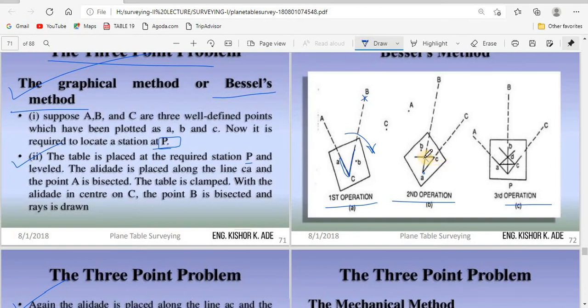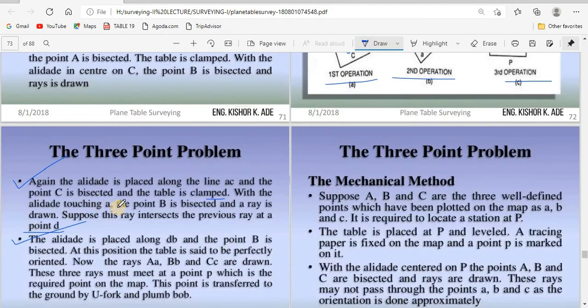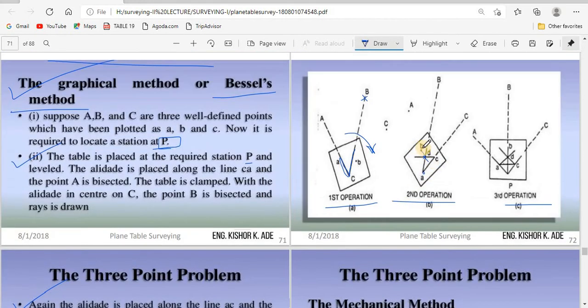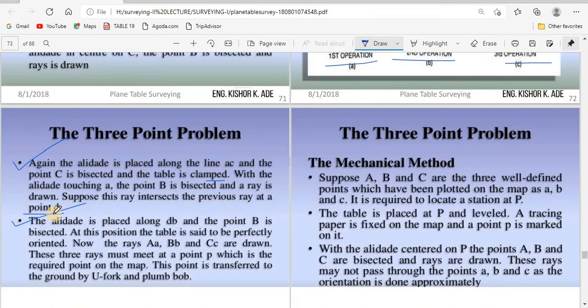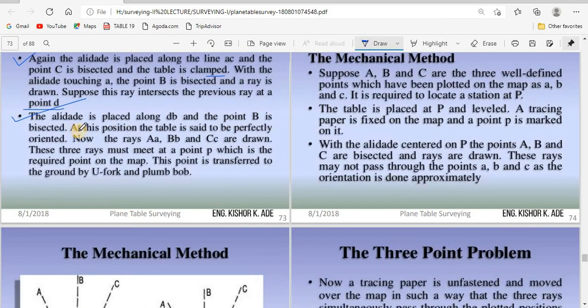What you have to do is place the alidade along this line DB. Now the alidade has been placed along DB and point B has to be bisected. So keep the alidade along this line and rotate this instrument till your point B has been bisected. Okay, and point B has been bisected. At this position the table is said to be perfectly oriented.